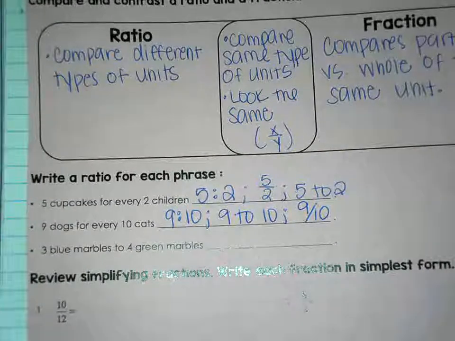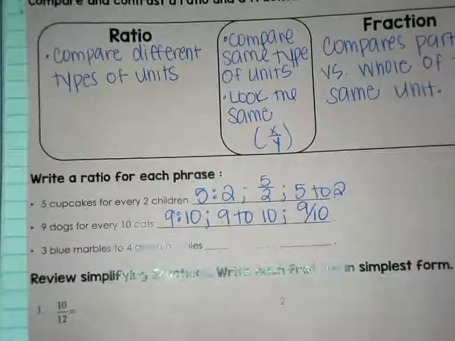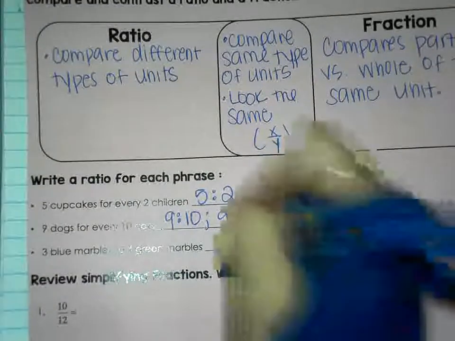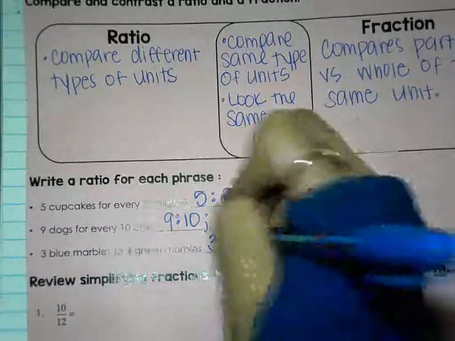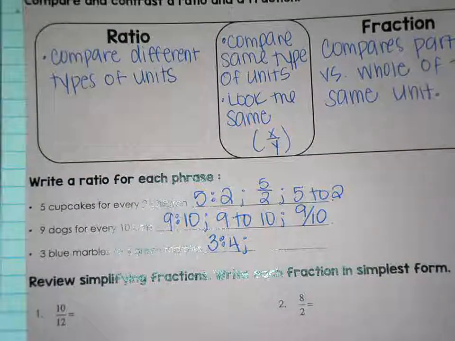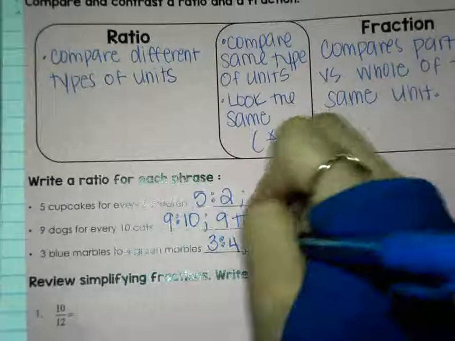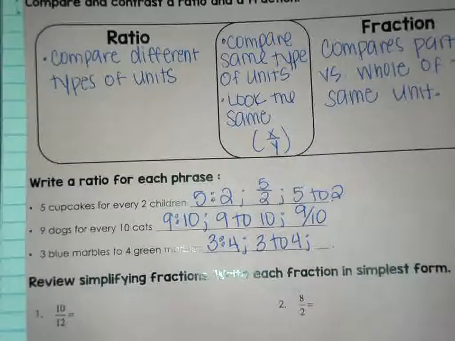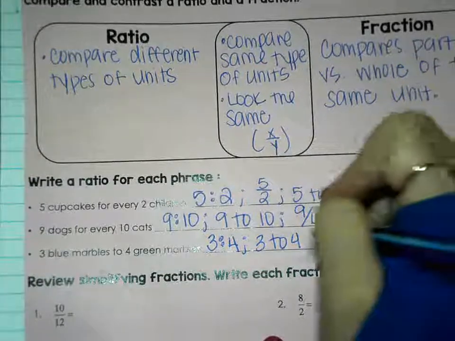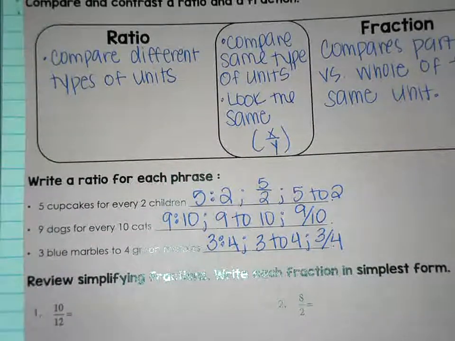All right, last one. I have 3 blue marbles to 4 green marbles. Owen, give me one way to write it. 3 colon 4. Nicely done. Destiny, give me another way. 3 to 4. And the last way, Emily. You could do a fraction with 3 on top and 4 on bottom. Excellent. Do I have any questions on that, you guys?